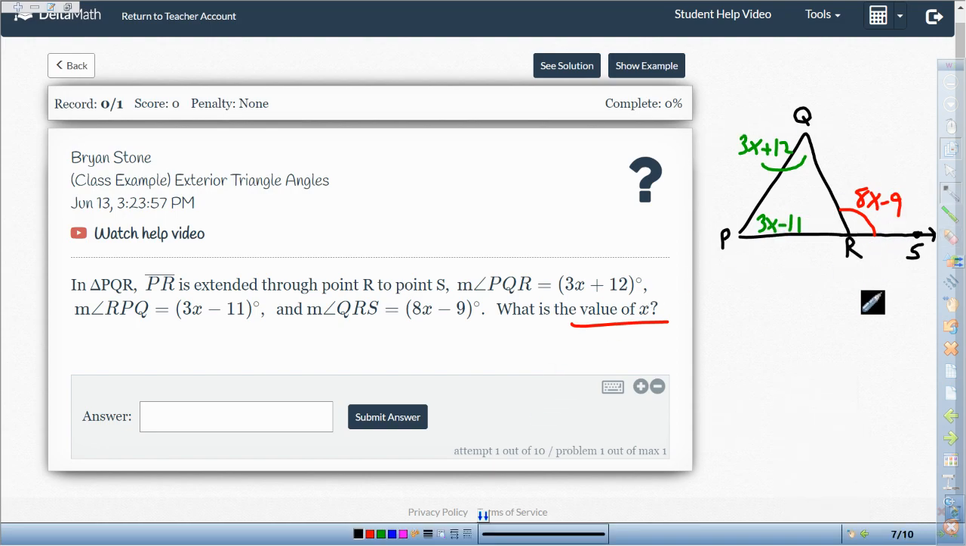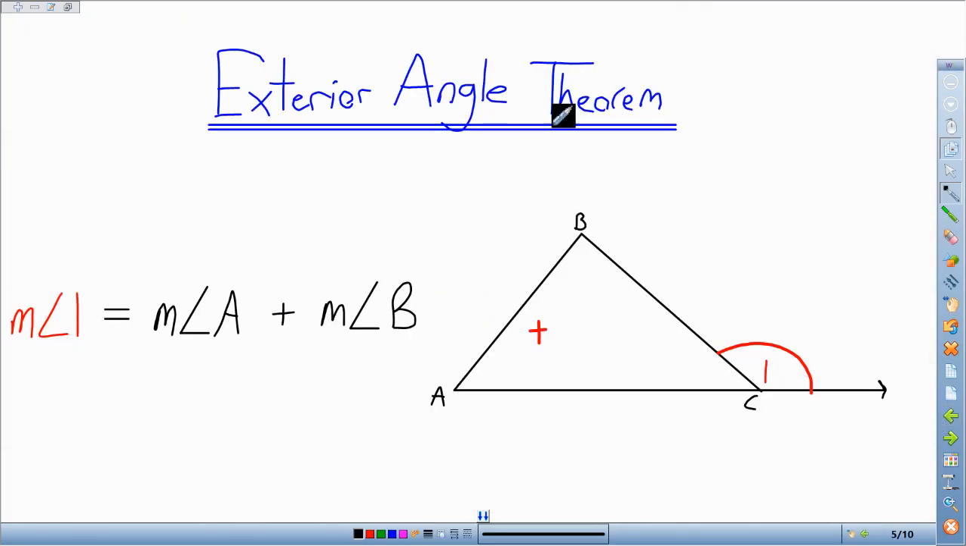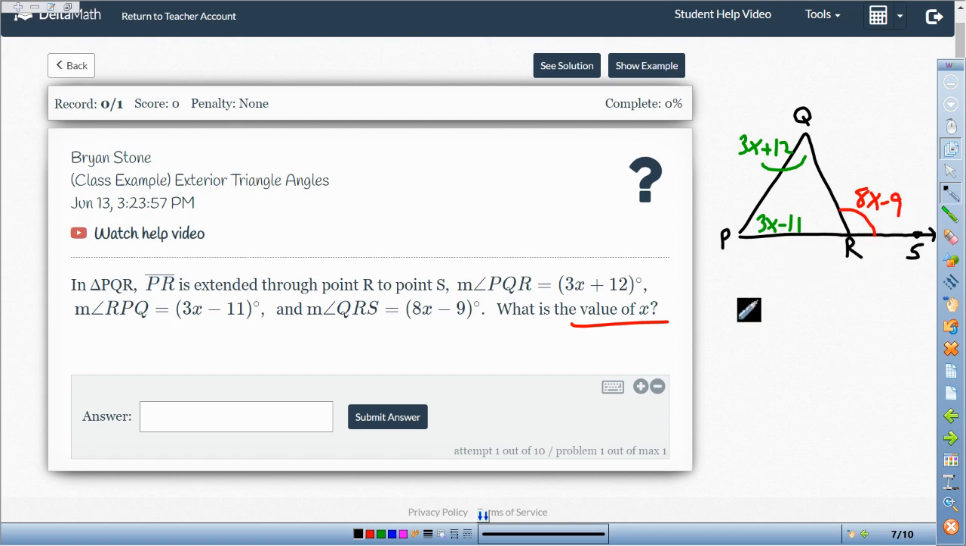All right, now that we have it drawn out, hopefully we realize what's going on. Again, we're using the exterior angle theorem here. The angle on the outside is equal to those two angles on the inside added together. So let's do just that. The angle on the outside, 8x minus 9, equals these two interior angles added together: 3x plus 12 plus 3x minus 11. I'm going to give myself some more room, sorry.